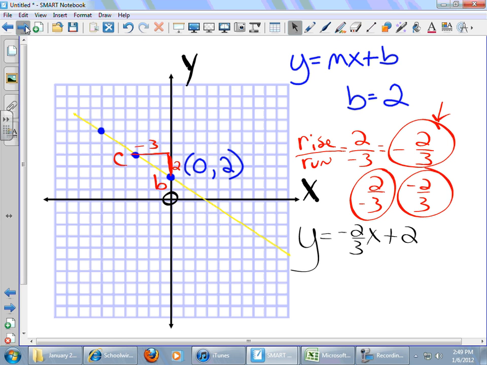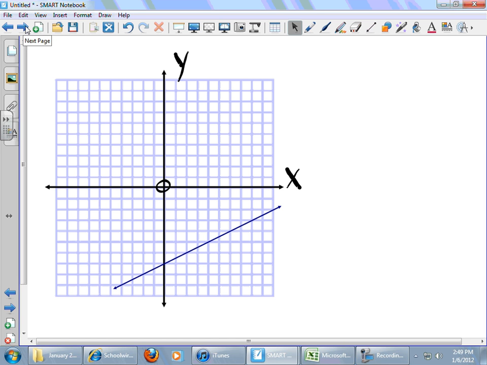All right, one more example. Why don't you try this one on your own, see if you can figure it out. Pause the video when you're ready. I will give you one hint. Y equals mx plus b. Find m and b, and then fill them in.